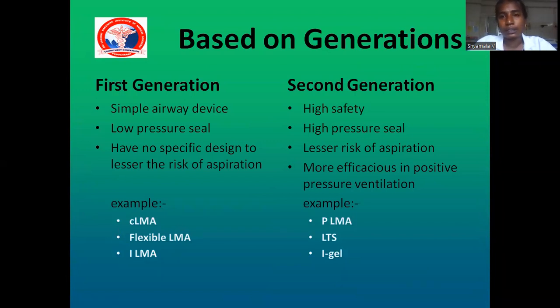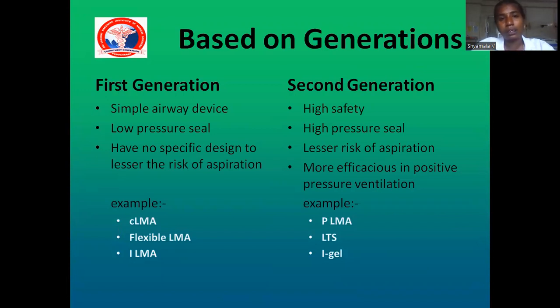So moving on to the classification, based on the generation, how it has evolved: first generation and second generation. The first generation is the primitive one, and the second generation is a modification of the first generation. In first generation, it is a simple airway device with a low sealing pressure, and it has no significant design to lessen the risk of aspiration. Main examples are classical LMA, flexible LMA and ILMA.